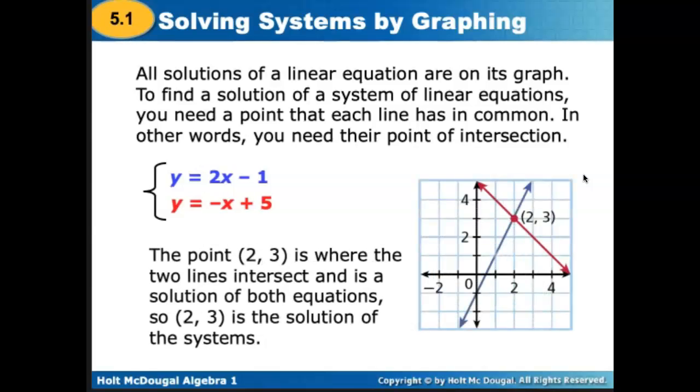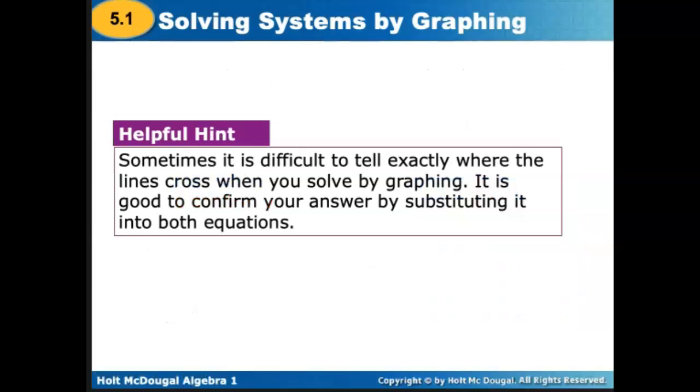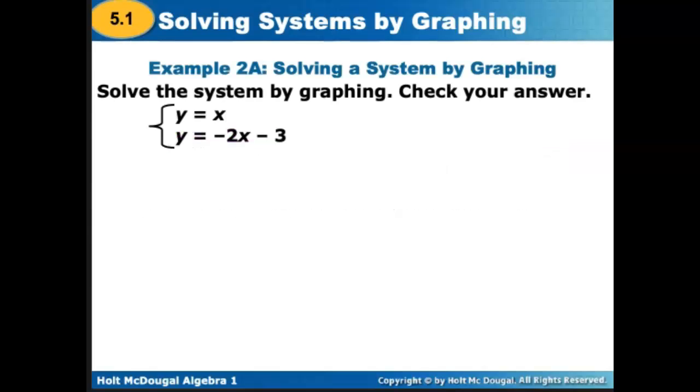So we have these two equations, and if I graph the two lines, in blue we have the first one, in red we have the second one, and they intersect at (2, 3). So x is 2, y is 3, and that gives us this ordered pair. Sometimes it's difficult to tell exactly where the lines cross when you solve by graphing, so it is good to confirm your answer by substituting it into both equations.